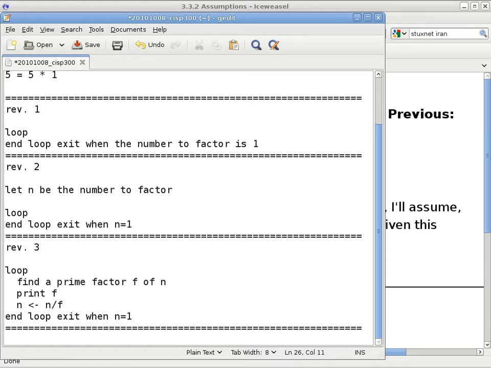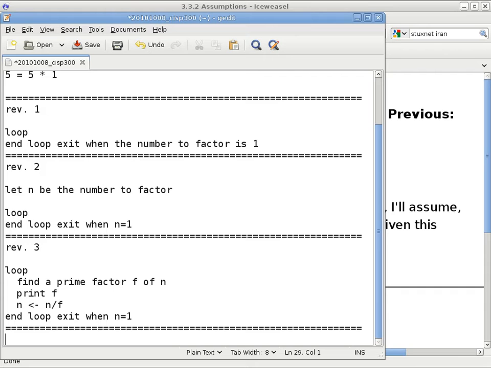But that 5 becomes the n of the last iteration. And then we find that 5 is a prime number itself. 5 divided by 5 is 1. And that 1 becomes the n. But that's the last iteration, because when n equals 1, we get out of the loop. Okay. So this is, step by step, how we derive an algorithm.